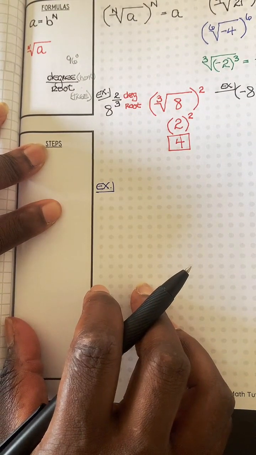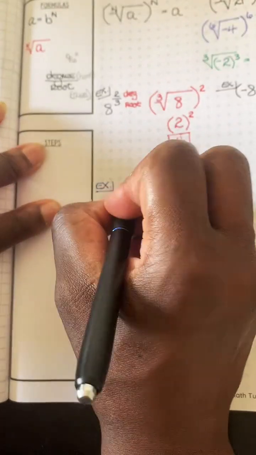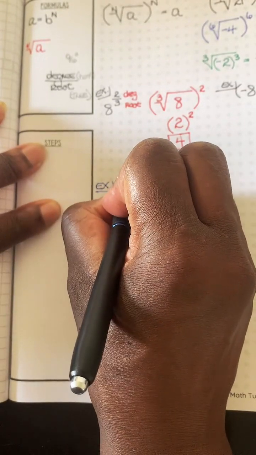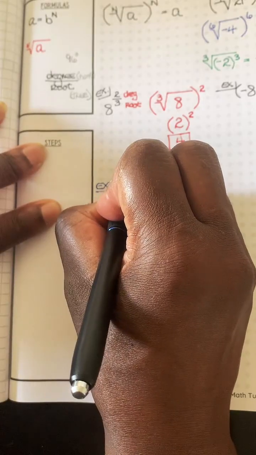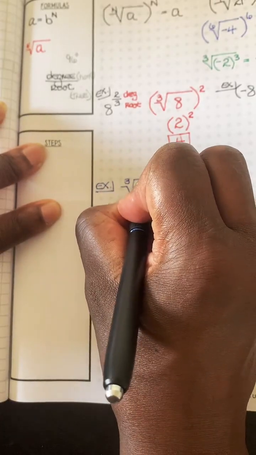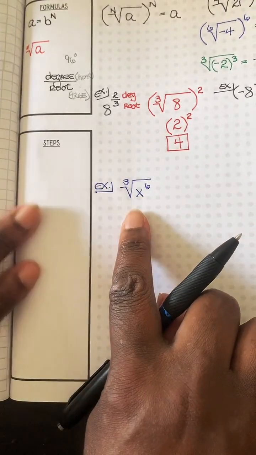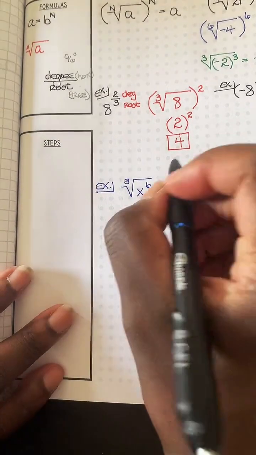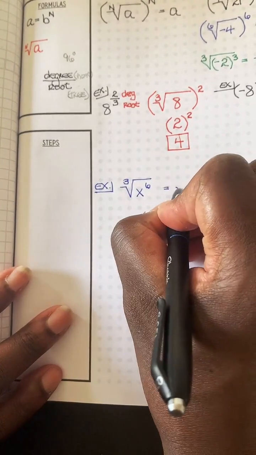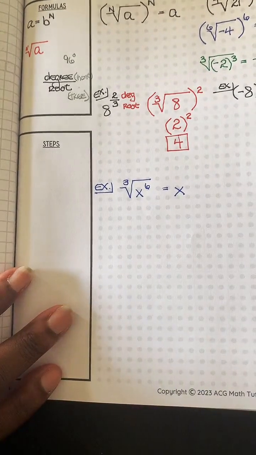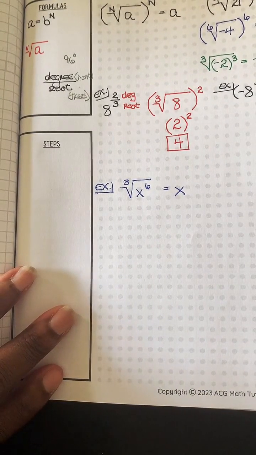All right. So if we do something like, let's see if we can reverse it. What would that be as an exponent?